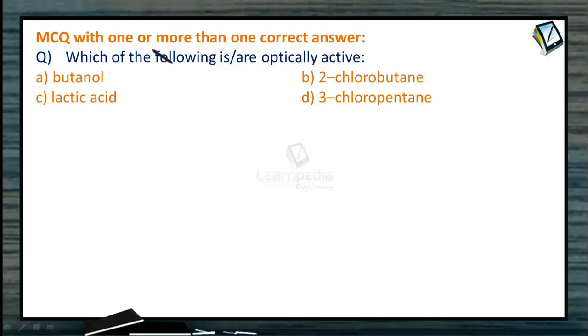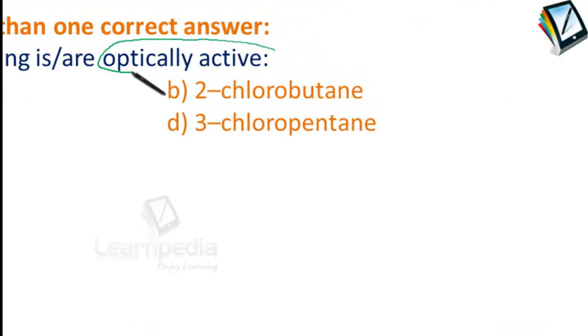This is an objective with one or more than one correct answer. In this, we need to find out which of them are optically active. Now tell me, what is the main criteria to find out whether a given organic compound is optically active or not? Yes, here we need to find out the one which is chiral.